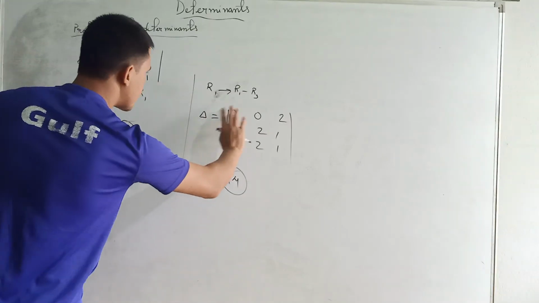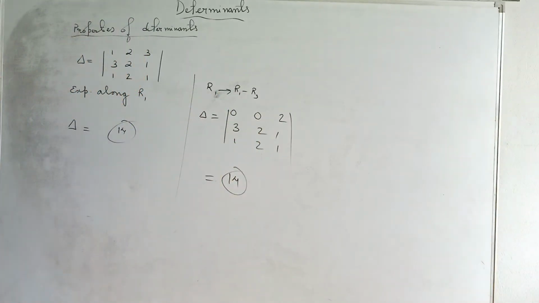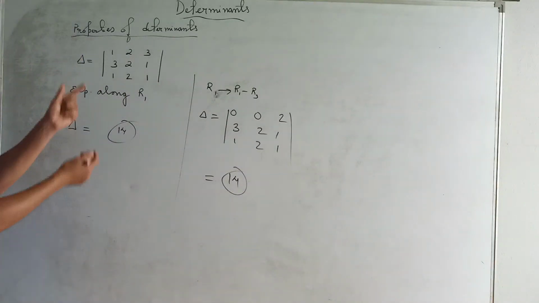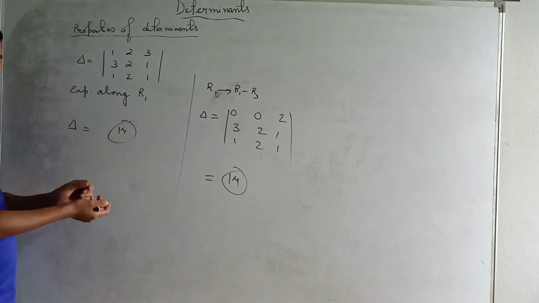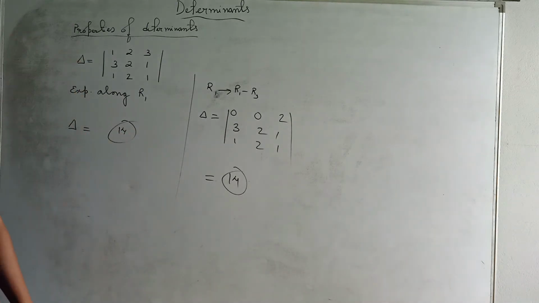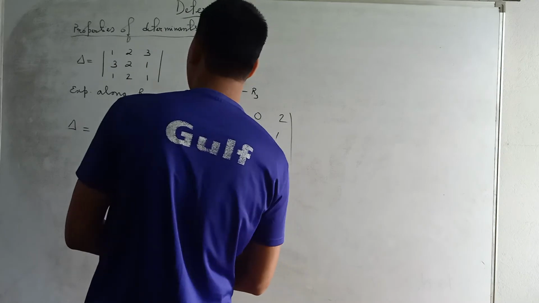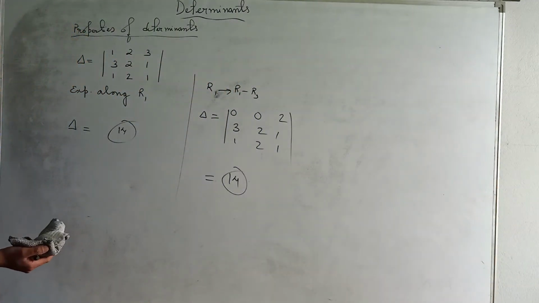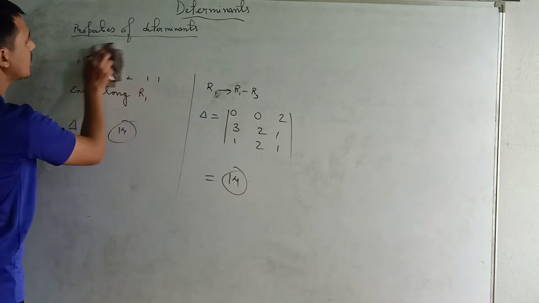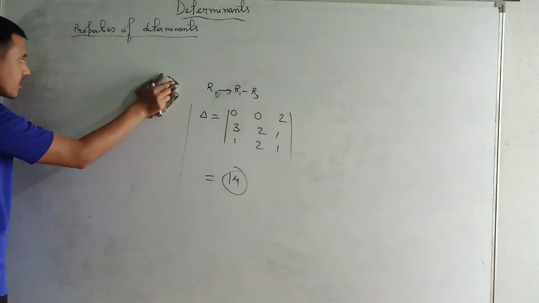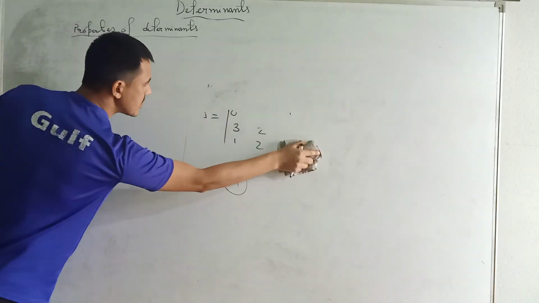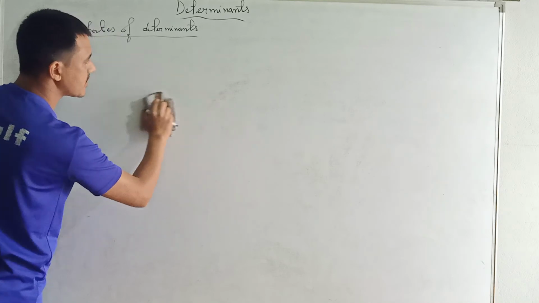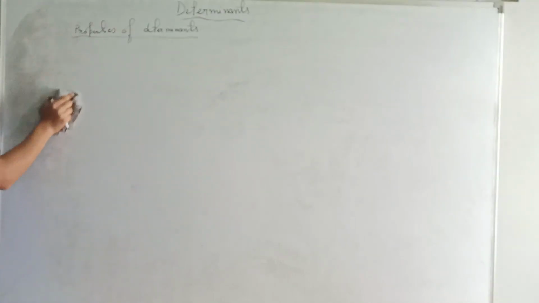So after doing some operation here, we obtained the value of the determinant to be 14. In this case also it is 14. Just an example. So doing any kind of operation on the rows or columns, the value of the determinant always remains unchanged. Those are the 6 important properties of determinants, and using these simple concepts, we are going to solve exercise 4.2.